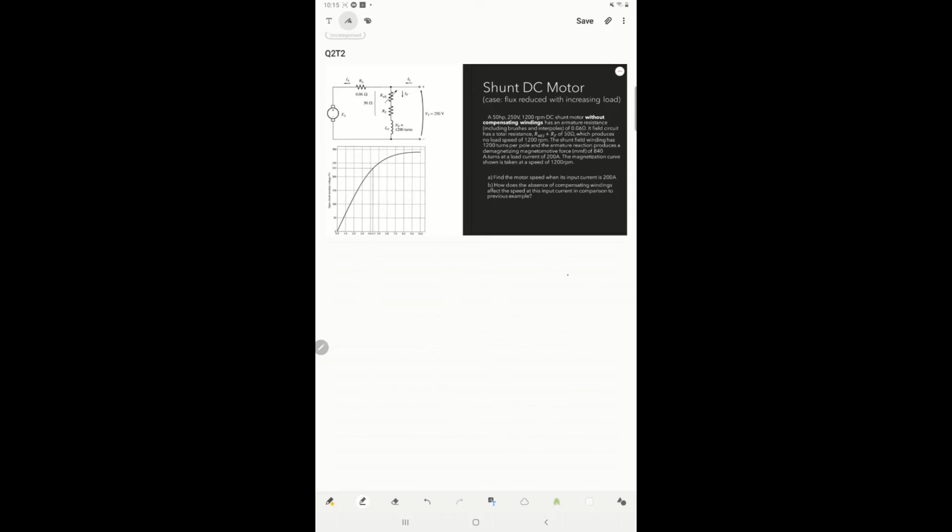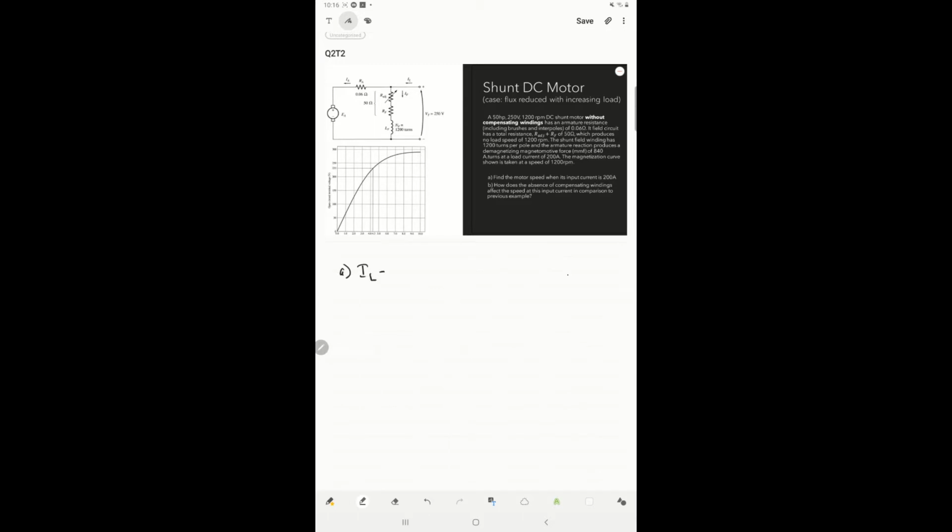Okay, so let's go straight to the question. Find the motor speed when the input current is 200 ampere. We know that the armature reaction happens because armature current goes inside the machine. So when this happens, we will have to consider the armature reaction that influences the amount of flux inside the machine.